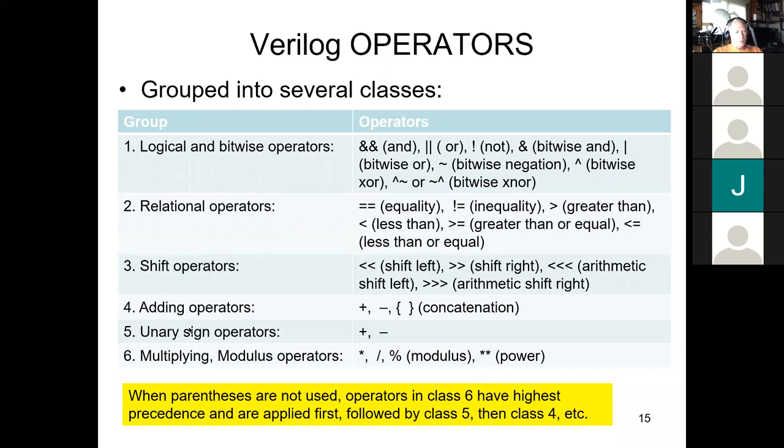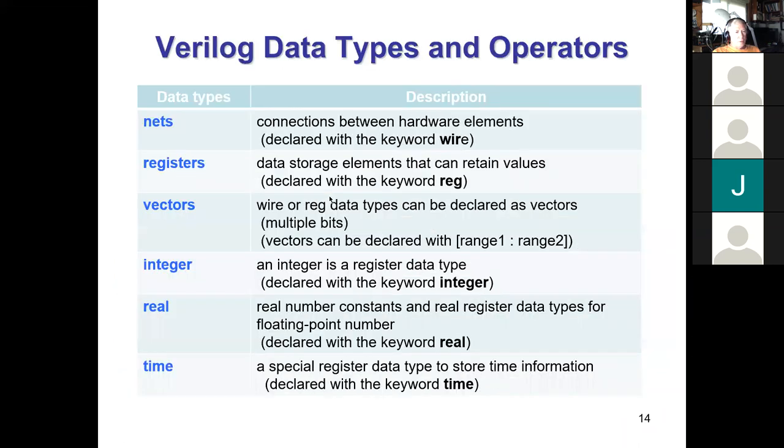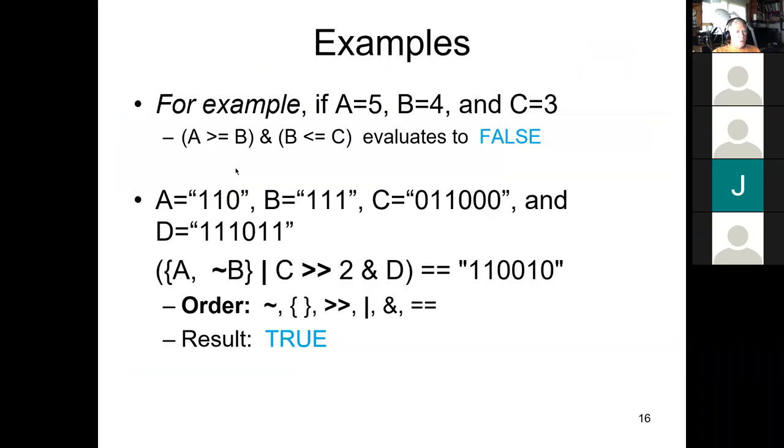Remember that this one has the highest precedence and one has the lowest. So if you don't use parentheses, that's the order of precedence. And for the love of God, use parentheses, because then you get really crazy stuff that's very hard to make sure to read correctly. So we talked about those. So here's some examples.